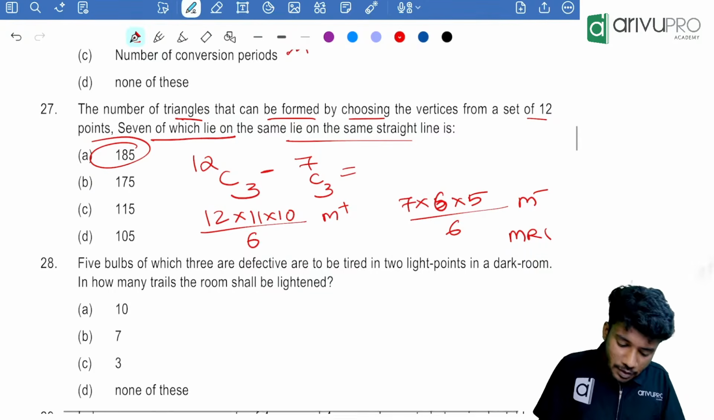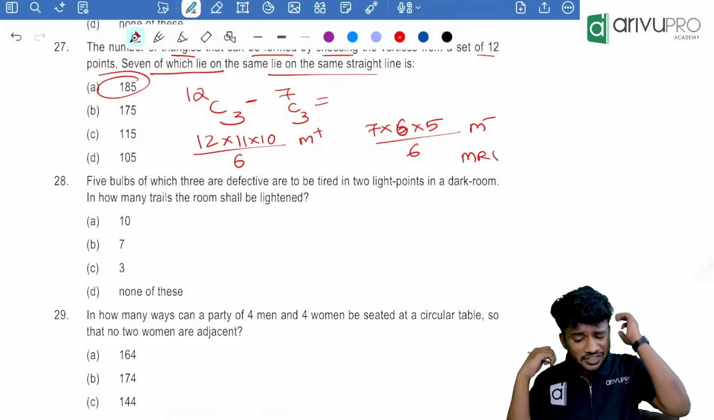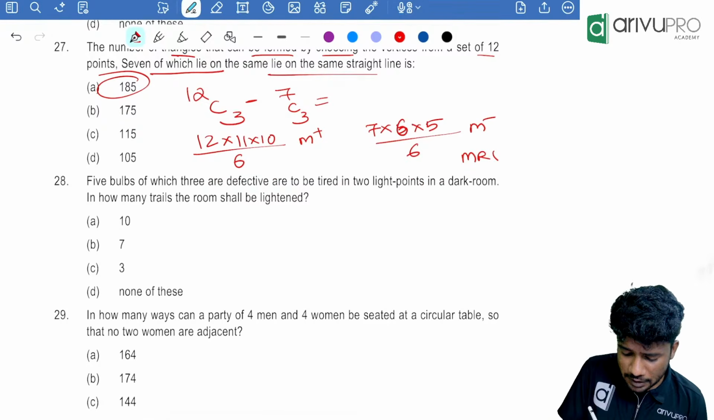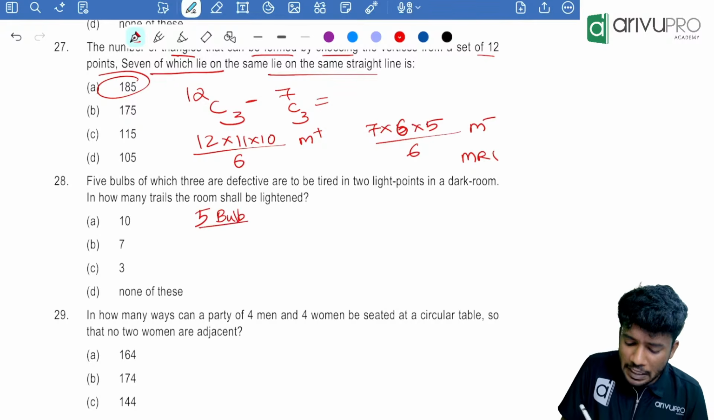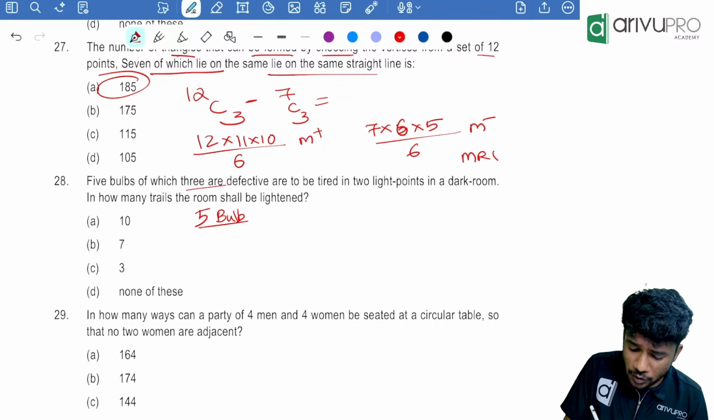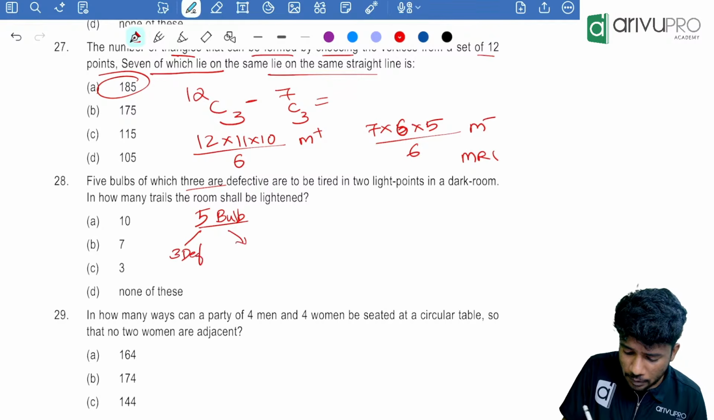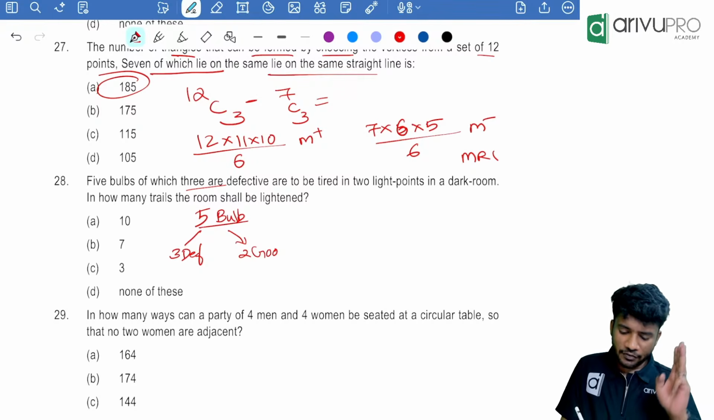Next one. 5 bulbs, of which 3 are defective. So how many bulbs are there in total, people? 5 bulbs are there. Correct? In that, how many are defective? 3 are defective. And how many are good bulbs? 2 bulbs are there, which are good. I will write good itself. So 3 defective, 2 good.